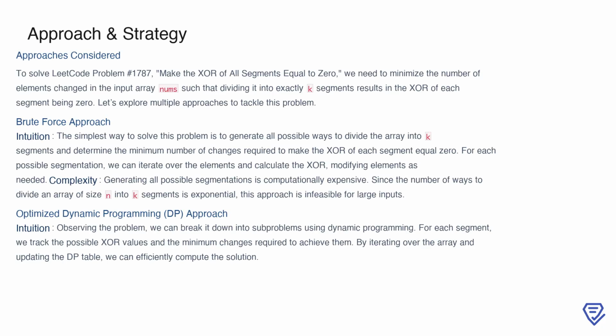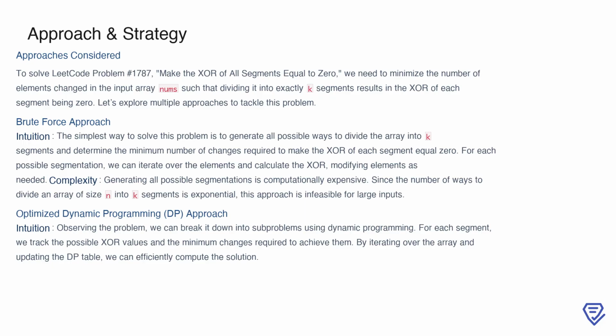To tackle problem number 1787, the goal is to ensure that dividing the array nums into exactly k segments results in the XOR of each segment being 0, while minimizing the number of changes made to the array. One straightforward idea is the brute force approach. Here, we generate every possible way to divide the array into k segments, calculate the XOR for each segment, and modify elements as needed to make the XOR 0. However, this approach involves exploring an exponential number of segmentations, making it computationally impractical for larger inputs.